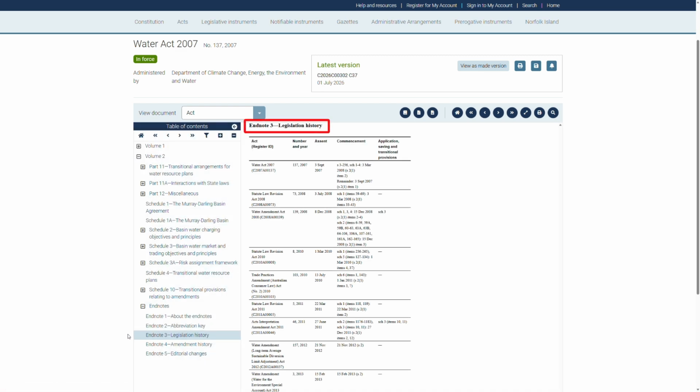Endnote 3 is the legislation history. It is a table that sets out key details about the legislation and titles that have changed it over time. For example, the first entry describes the Water Act 2007 as initially assented to. In the second entry, we can see that the Statute Law Revision Act 2008 was the first act to amend it, on March 3, 2008.